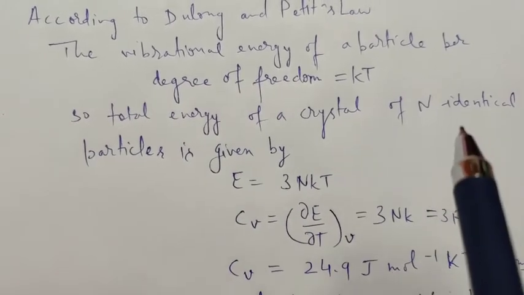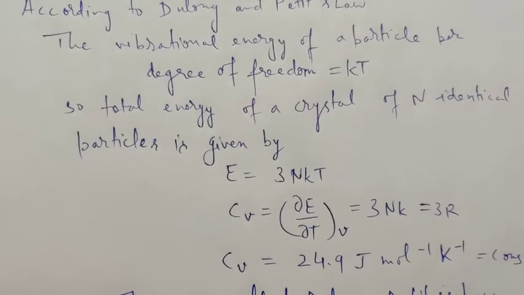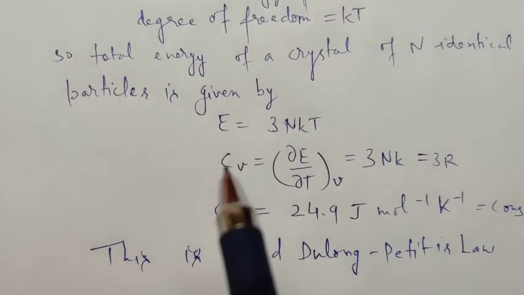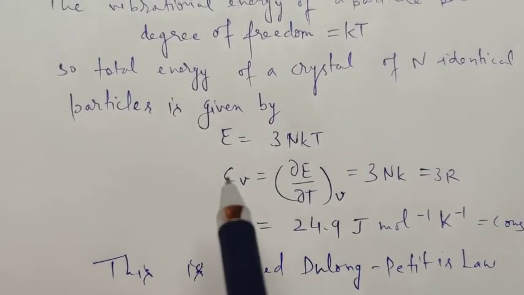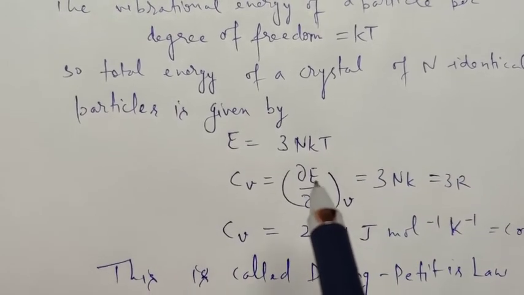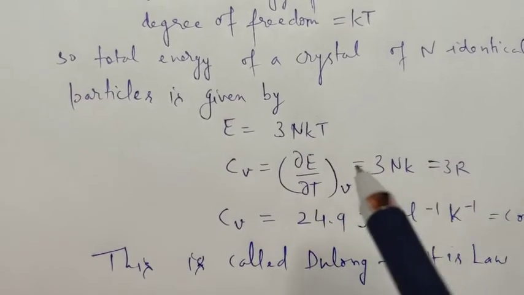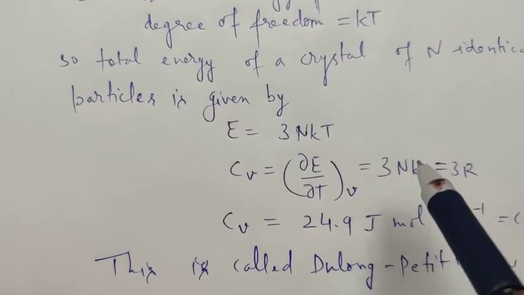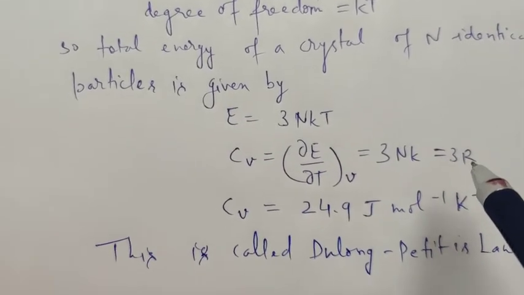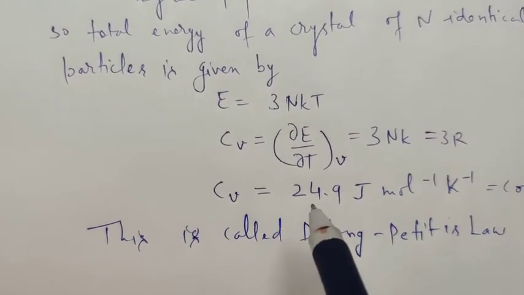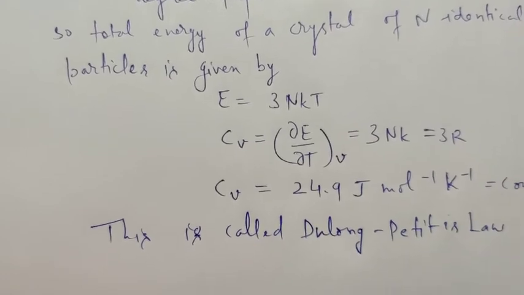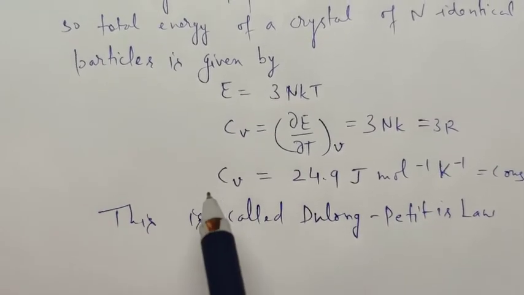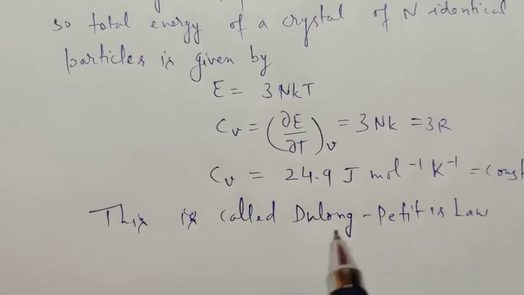So the energy of the crystal, suppose the crystal is made up of N identical particles, will be 3N into kT. 3 is the degrees of freedom in three dimensions. Since we know that the heat capacity of a solid at constant volume is the rate of change of energy with temperature at constant volume, differentiating with respect to temperature, we get 3Nk, with Nk equal to R, the universal gas constant. Putting the value of R, we get heat capacity 24.9 joule per mole per Kelvin. It can also be expressed in terms of calories. This much heat capacity, which is constant, was calculated by Dulong and Petit.